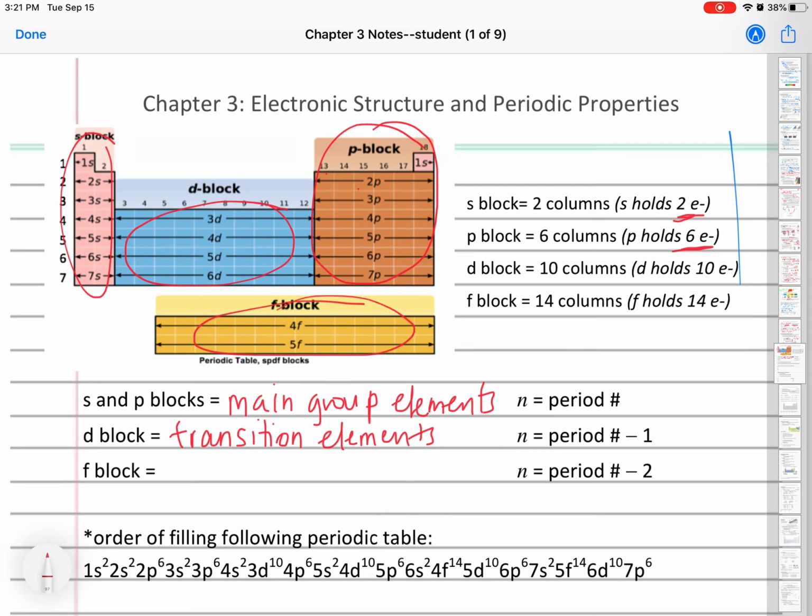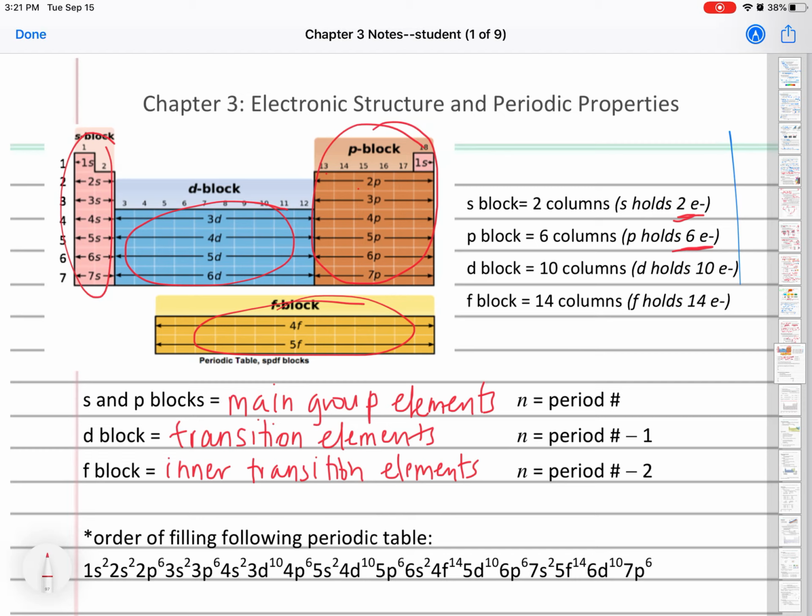And then the F block down here, we really won't be working that much with this semester. That's higher level inorganic chemistry. These are called the inner transition elements. I'm not sure any of them occur naturally. Well, a handful of them do. Some of them are man-made.